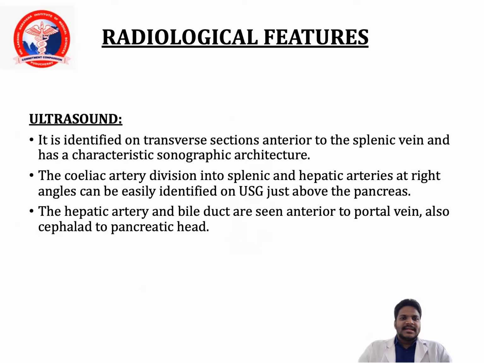The radiological features. It is well defined on ultrasound. When you see the transverse sections anterior to the splenic vein, it has a characteristic sonological feature where the celiac artery division into splenic and hepatic arteries at right angles can be very easily identified. The hepatic artery and bile ducts are seen anterior to the portal vein and also adjacent to the pancreatic head.